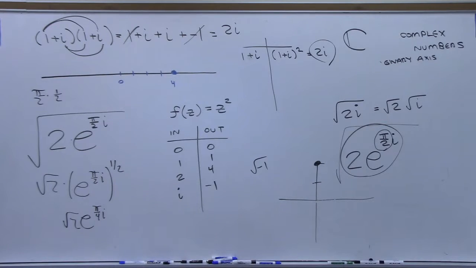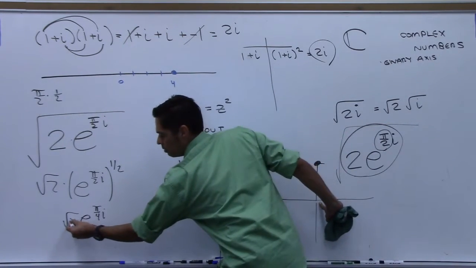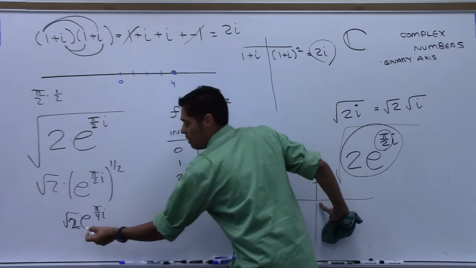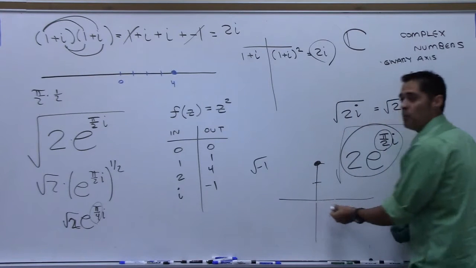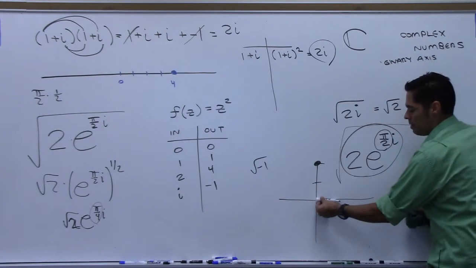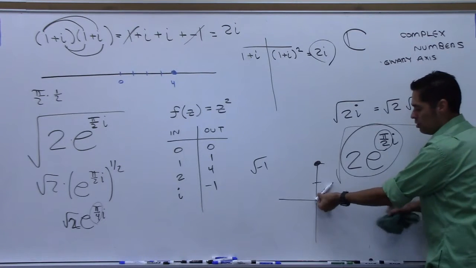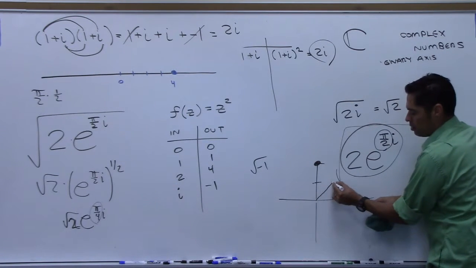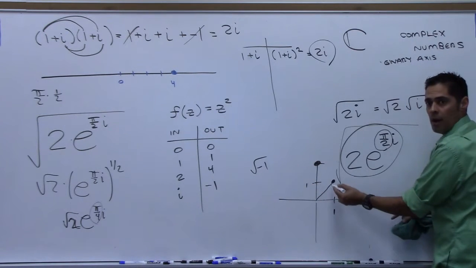So if I want to take the square root of this number, what I need to do is walk out how far? Root 2, but I need to rotate by how much? Pi over 4. Pi over 4 is 45 degrees. So I'm going to rotate by 45 degrees, and I'm going to walk out root 2. And I promise you, if you walk out root 2, guess where you're going to be? 1, 1. You're going to be right here.